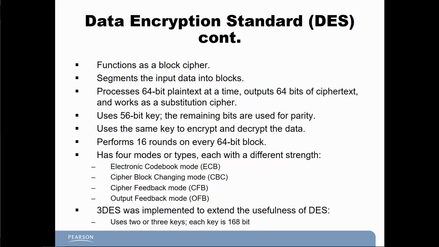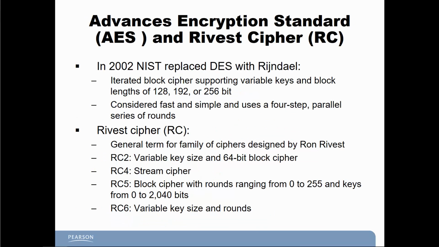Triple DES was implemented to extend the usefulness of single DES. Basically, it uses 3 of the 56-bit keys, making it 168-bit. Again, it's still fairly old and it's not as common anymore. Alright, so because that was outdated, we have 2 newly developed ones: the Advanced Encryption Standard, AES, and the RC, or Rivest cipher.